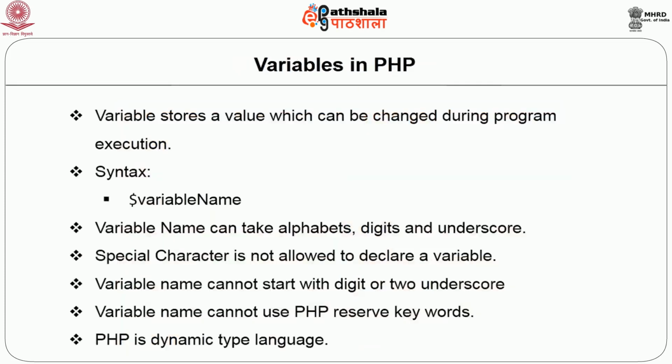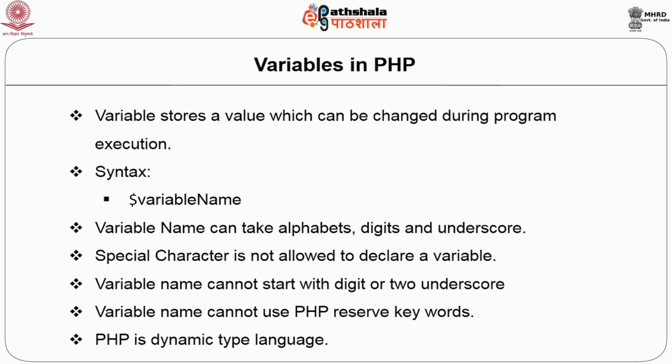Now, how to define a variable in PHP? To define a variable in PHP you have to use the $ sign and then the variable name. The variable name can take alphabets, digits, and underscore, but the first character must not be a digit. Any reserved keyword you cannot use for a PHP variable. Special characters are not allowed to declare a variable.